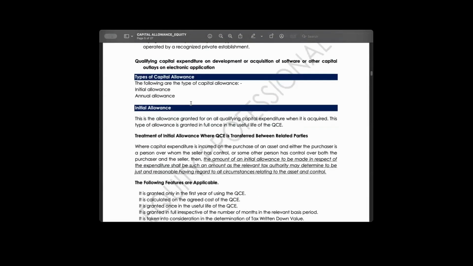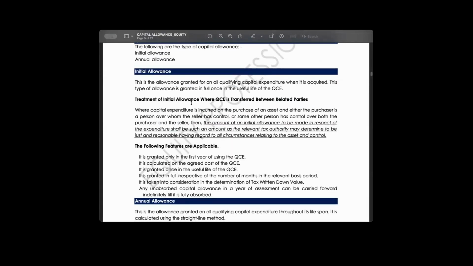We said characteristics. It is granted only in the first year of use of the assets. Next, it is calculated on agreed costs of the qualifying capital expenditure. It is granted once in the useful life of the assets. So once you calculate this, you do not prorate it. It is not prorated. And it can be carried forward indefinitely if it is not fully absorbed.